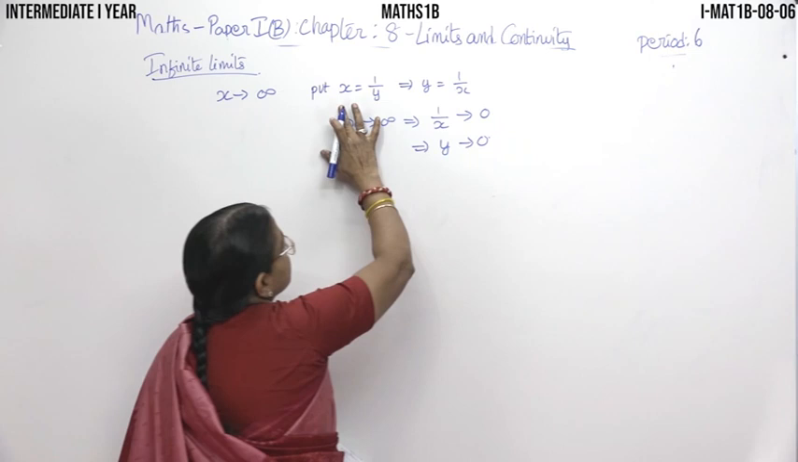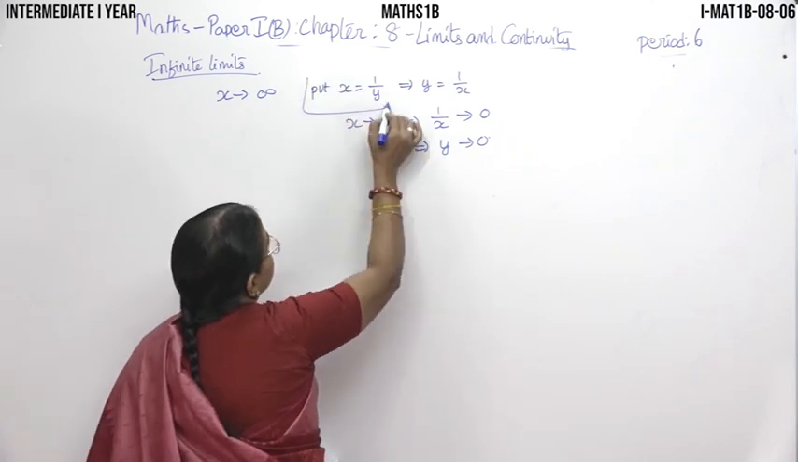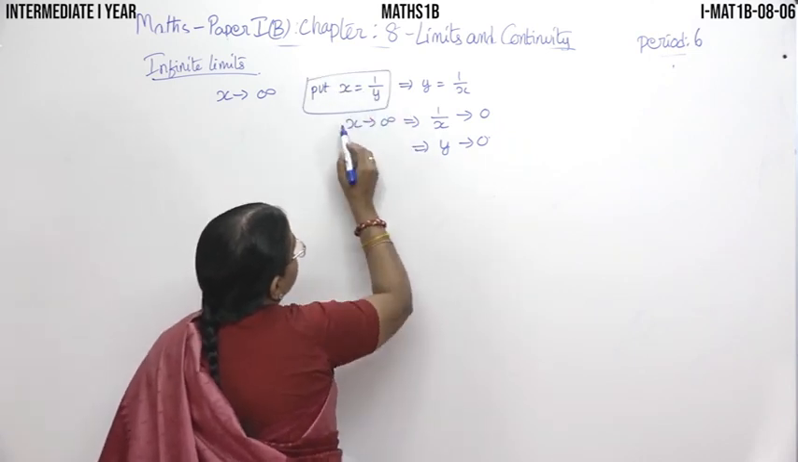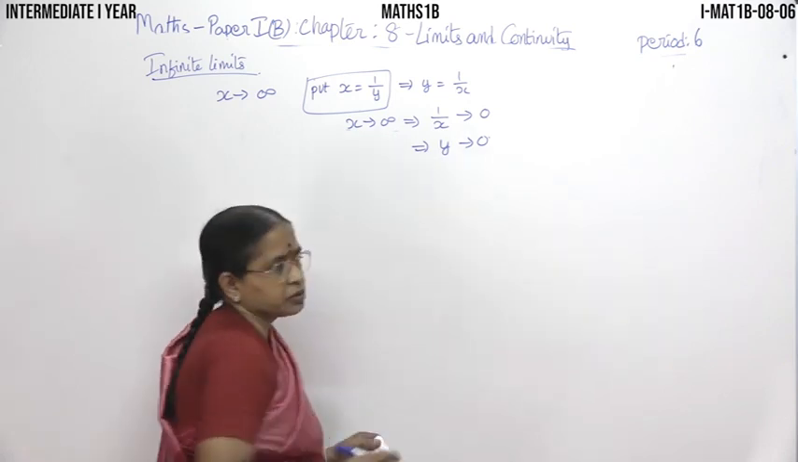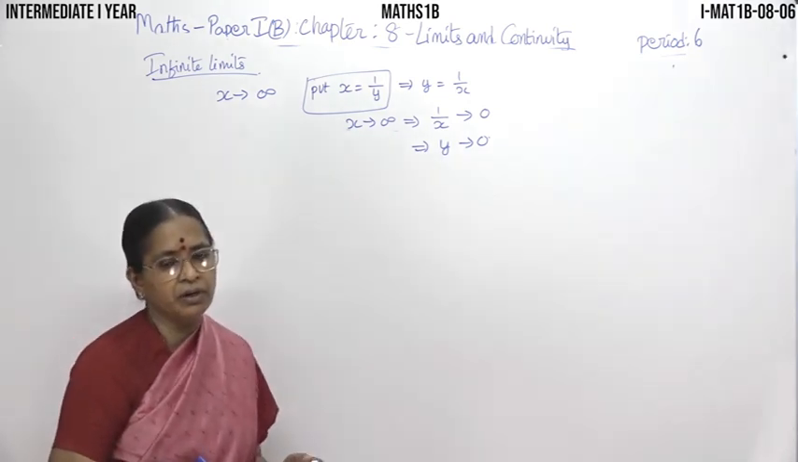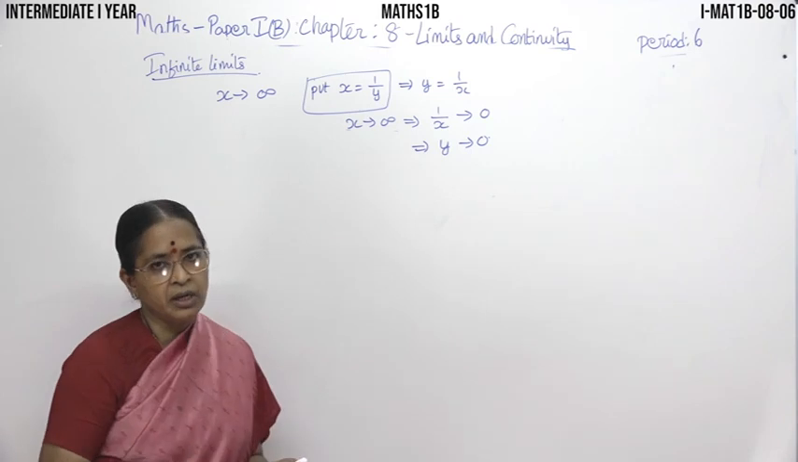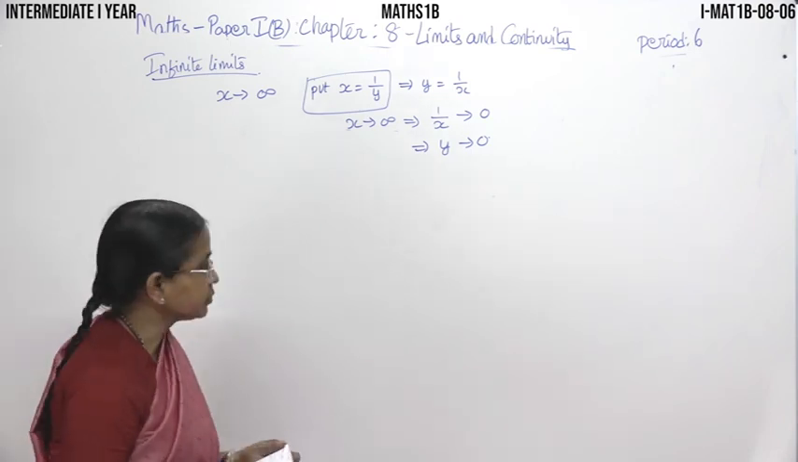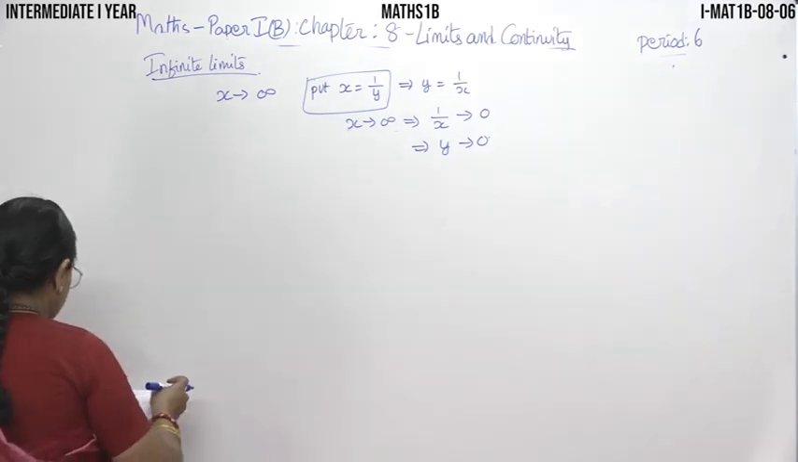So I can just learn these two. Put x is equal to 1 by y. x tends to infinity implies y tends to 0. So now you can convert to y tending to 0, and as usual we solve the problems. Okay, now one problem we will do like this.